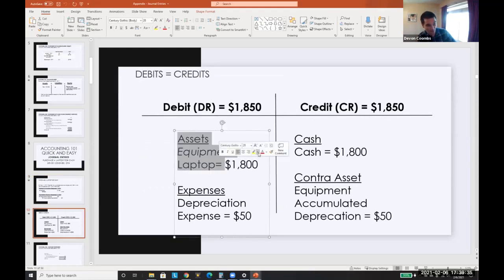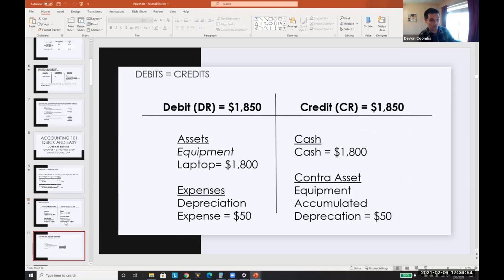So our assets are 1.8K and our depreciation expense is 50. So our total debits are 1,850 and our cash decreases, our credit, our cash 1,800. And then we'd have an account called accumulated depreciation, which is 50. And then you'll see how it flows through the financial statements.